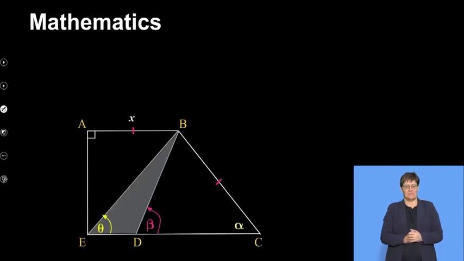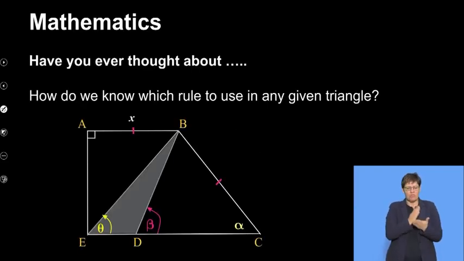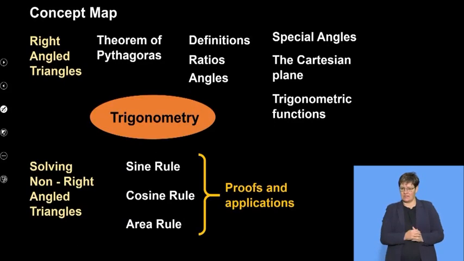I'm sure you've always wondered how you'd know which rule to use in any given triangle. That's the question we're going to answer today. Let's quickly look at our concept map though. Remember, we were dealing with solving non-right angle triangles, and so far we've done the sine rule, the cosine rule and the area rule.